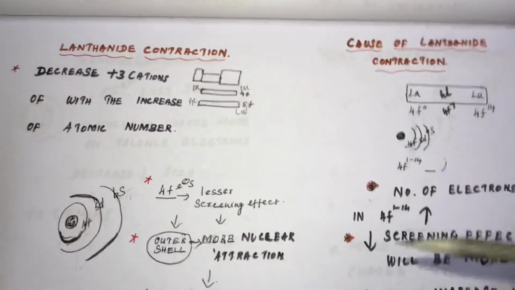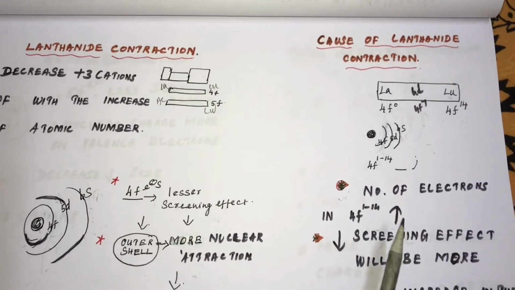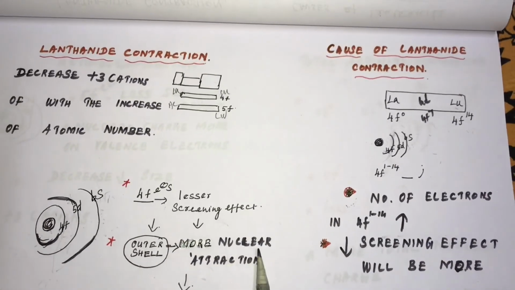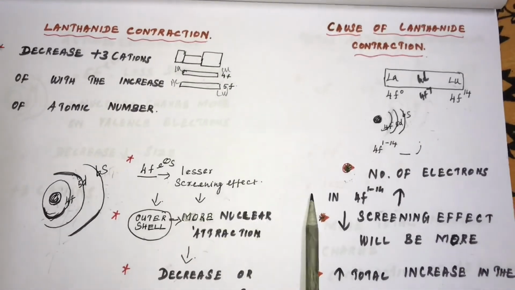So in this video we saw what is lanthanide contraction and what are the causes of lanthanide contraction. The lanthanide contraction is due to the lesser screening effect of the 4f orbital.